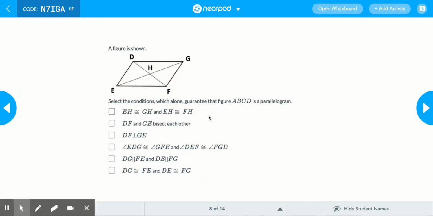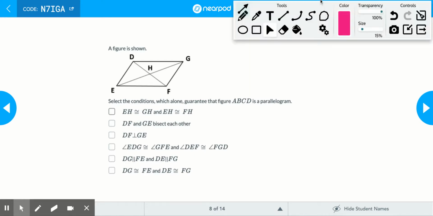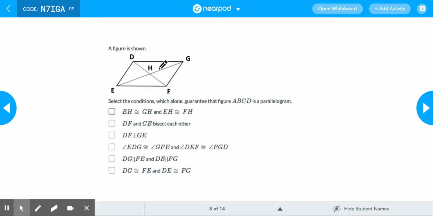Here we go. So we have this quadrilateral. Select the conditions which alone guarantee that figure ABCD is a parallelogram. So we need to know the properties. Let's start with the first one.